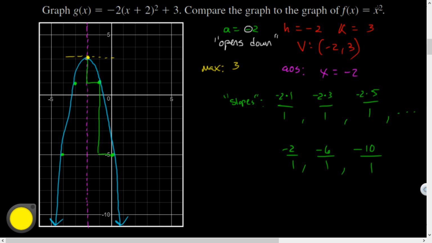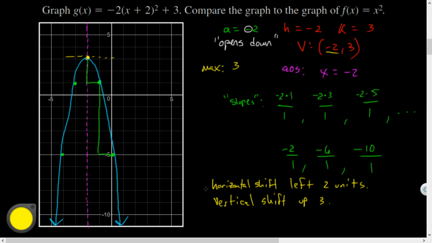So in terms of transformations, if I want to think about it that way, this was a horizontal shift. Right 2 units. Nope. Left 2 units. Right, and that's determined from the H. I moved left 2, and then I did a vertical shift up 3, and then it was a vertical stretch.